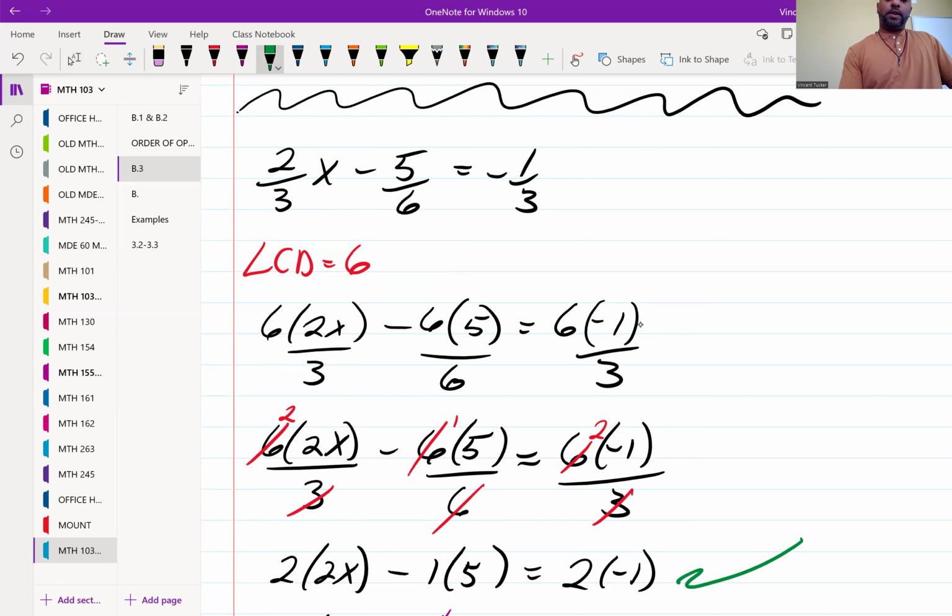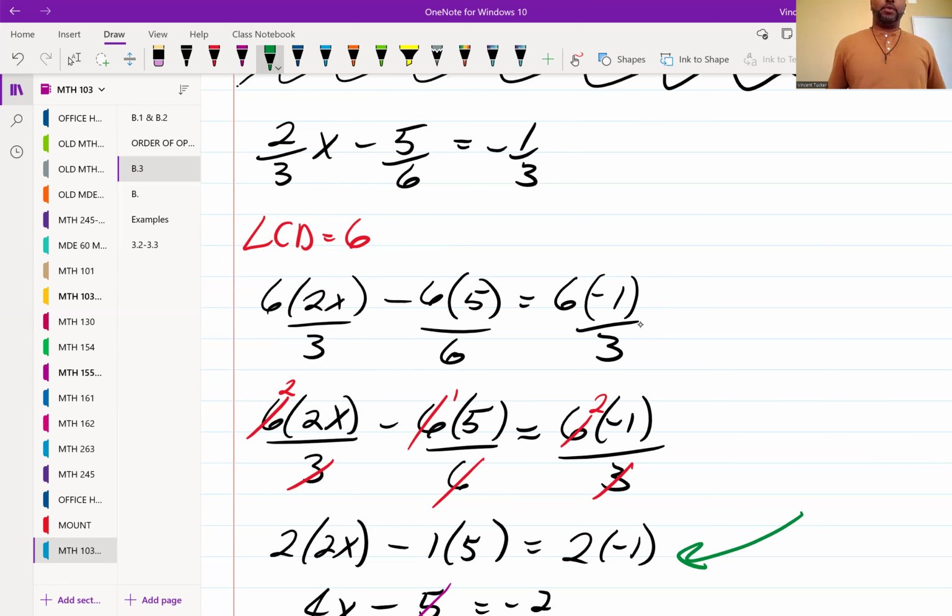So you see down here, now that our denominators are gone, that's 2 times 2x minus 1 times 5 equal to 2 times -1.